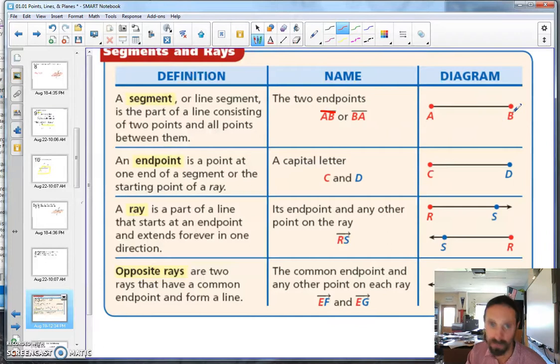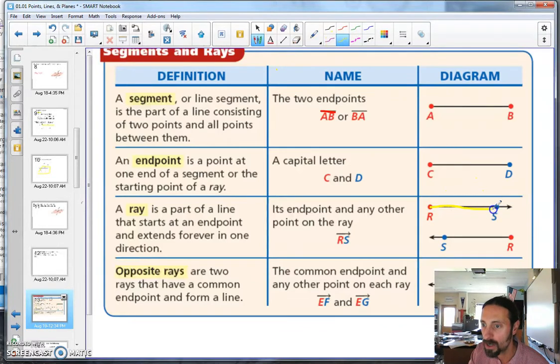You might want to get these right into your notes right now, into the definition section. So again, a segment or a line segment is the part of the line consisting of the 2 points and all the points in between. An endpoint is a point at one end of a segment, or the starting point of a ray. And again, we denote points with capital letters, C and D. So then this is a segment. A ray is a part of a line that starts at an endpoint, such as endpoint R, and extends forever in one direction, whoosh, through S.